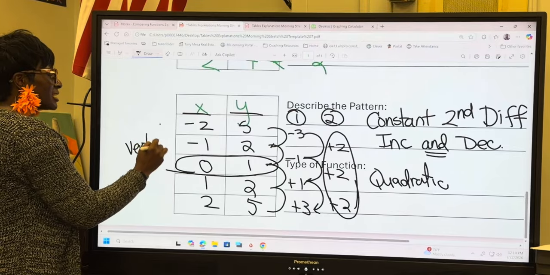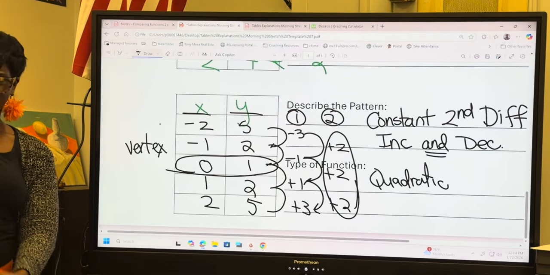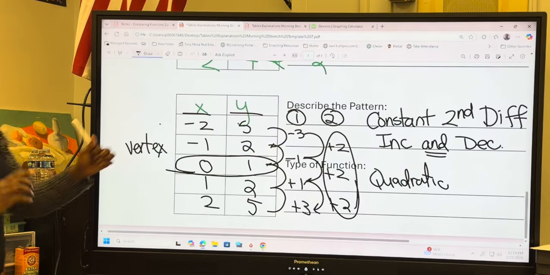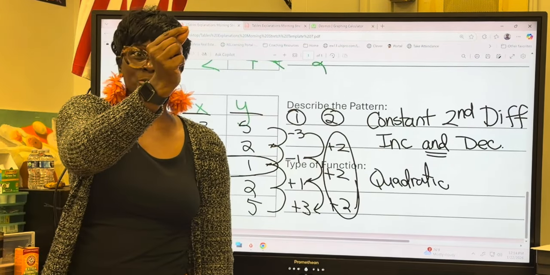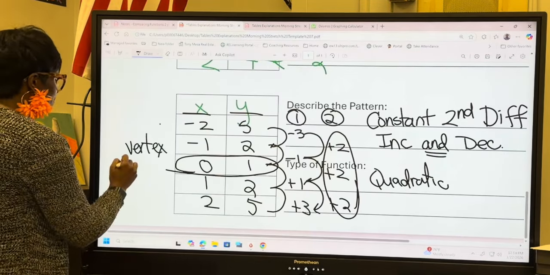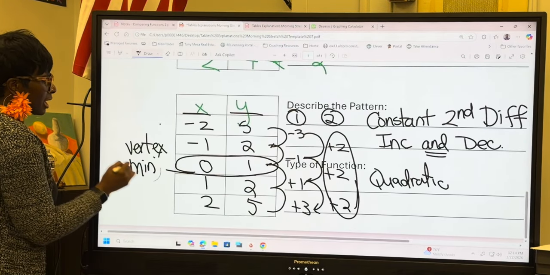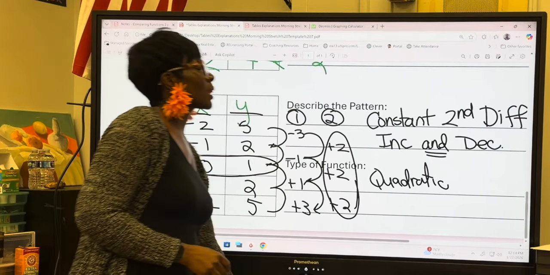Vertex. And is our vertex going to be a minimum or a maximum? Can't be both. You can't be the highest point and the lowest point. That's the minimum. It starts at 5, goes to 2, goes to 1, then comes back up to 2, up to 5. What is that point? Minimum. It is a minimum. Everybody good? Are there any questions? Y'all ready to practice? Yes. So let's review real quick.